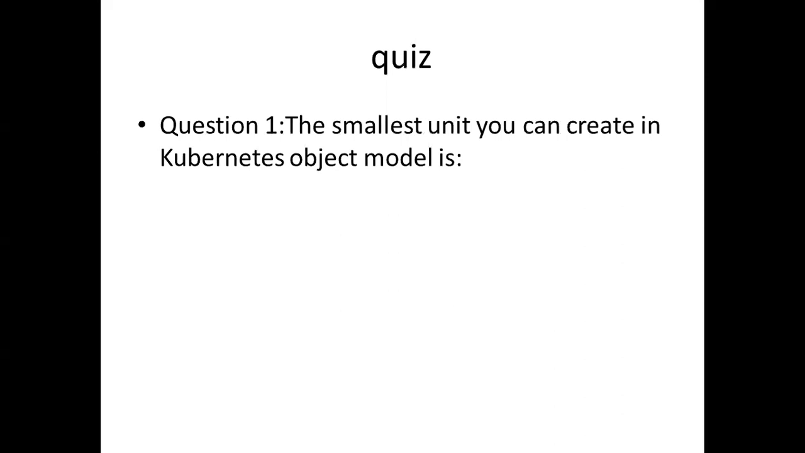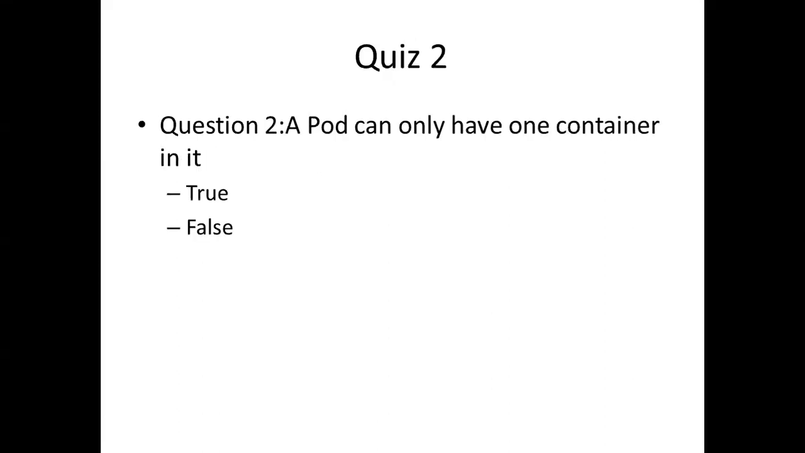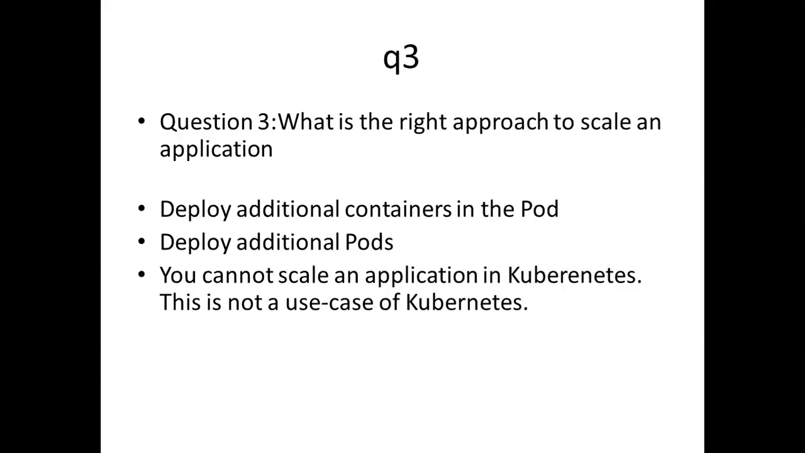So the smallest unit you can create in your Kubernetes object model is, anyone? Pod. Yes. A pod can only have one container in it. True or false? False. You can have more than one container in a pod. What is the right approach to scale an application? Deploy additional pods. Even though you can have multiple containers in a pod, generally in the Kubernetes model nobody will prefer that. One container in one pod is the best practice. Yeah, correct.